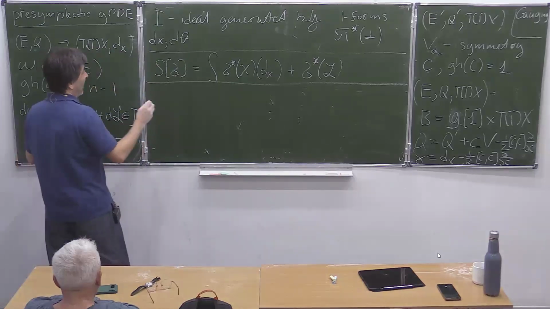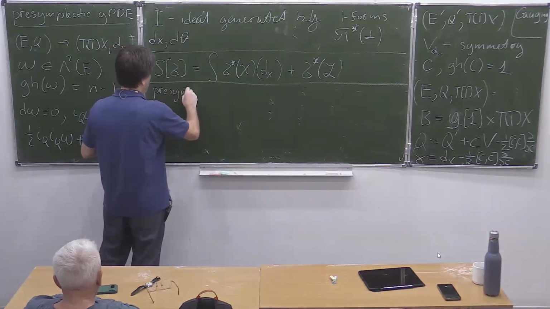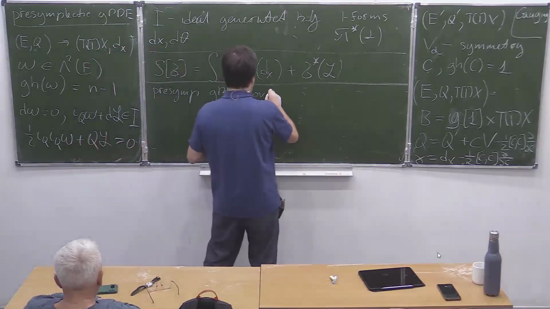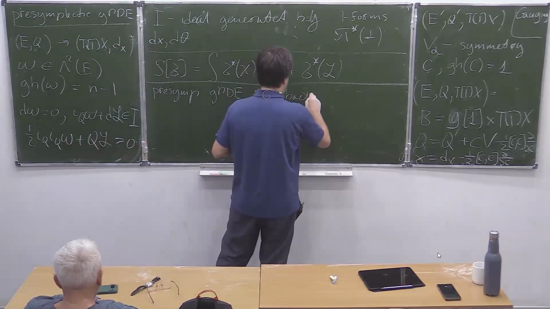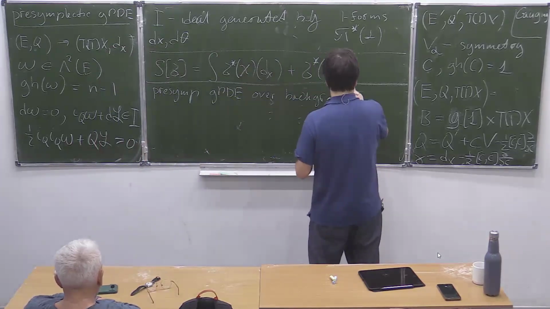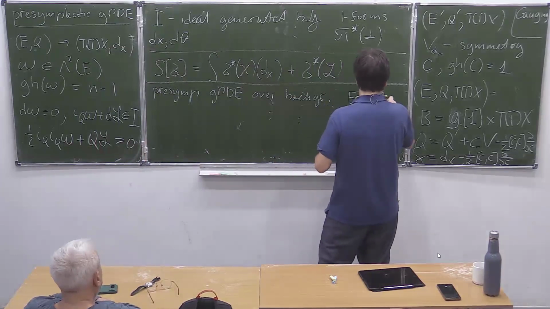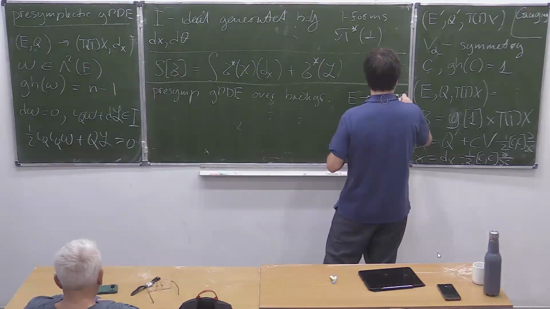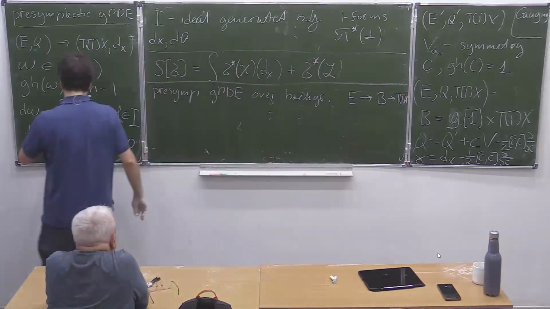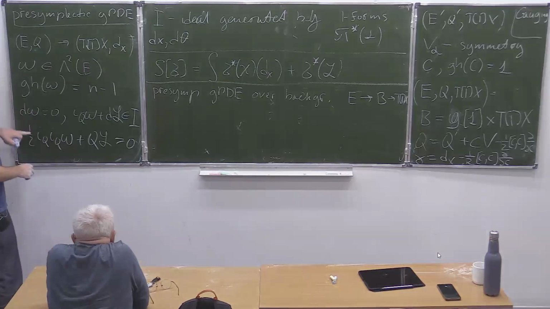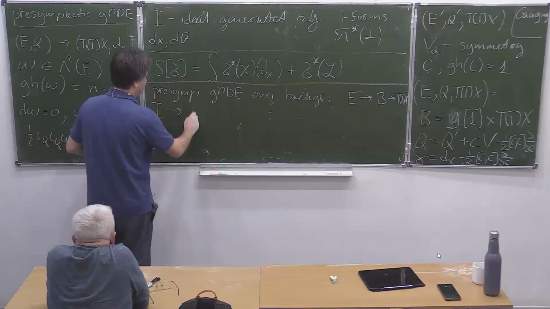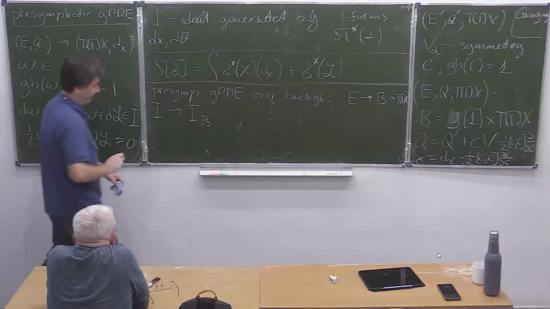So this presymplectic GPDE over background is exactly the same story. So it's E, B, T1x. The only difference: all these objects are defined on E, the only difference is that E gets replaced by EB.